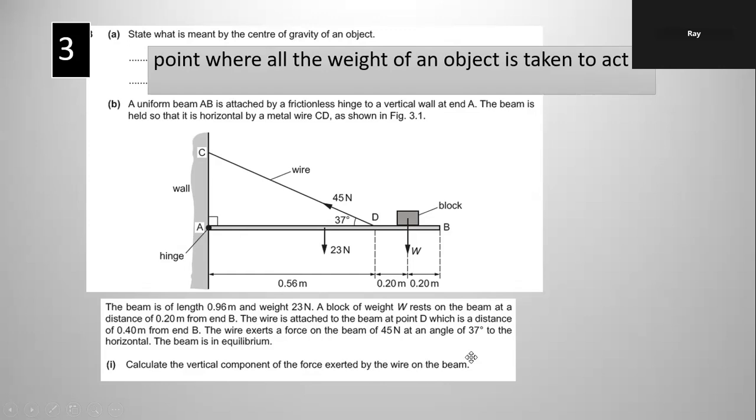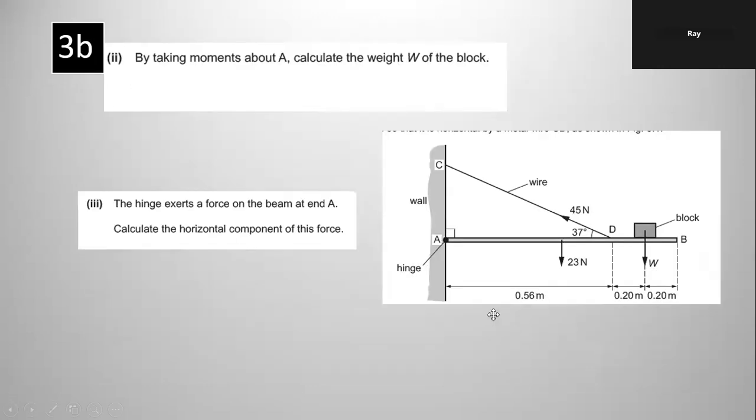45 sine 37, 27. Okay, good. E equals 45 sine 37, 27 Newton. There are only two significant figures, because they use two significant figures. By taking moment about A, calculate the weight of the block.